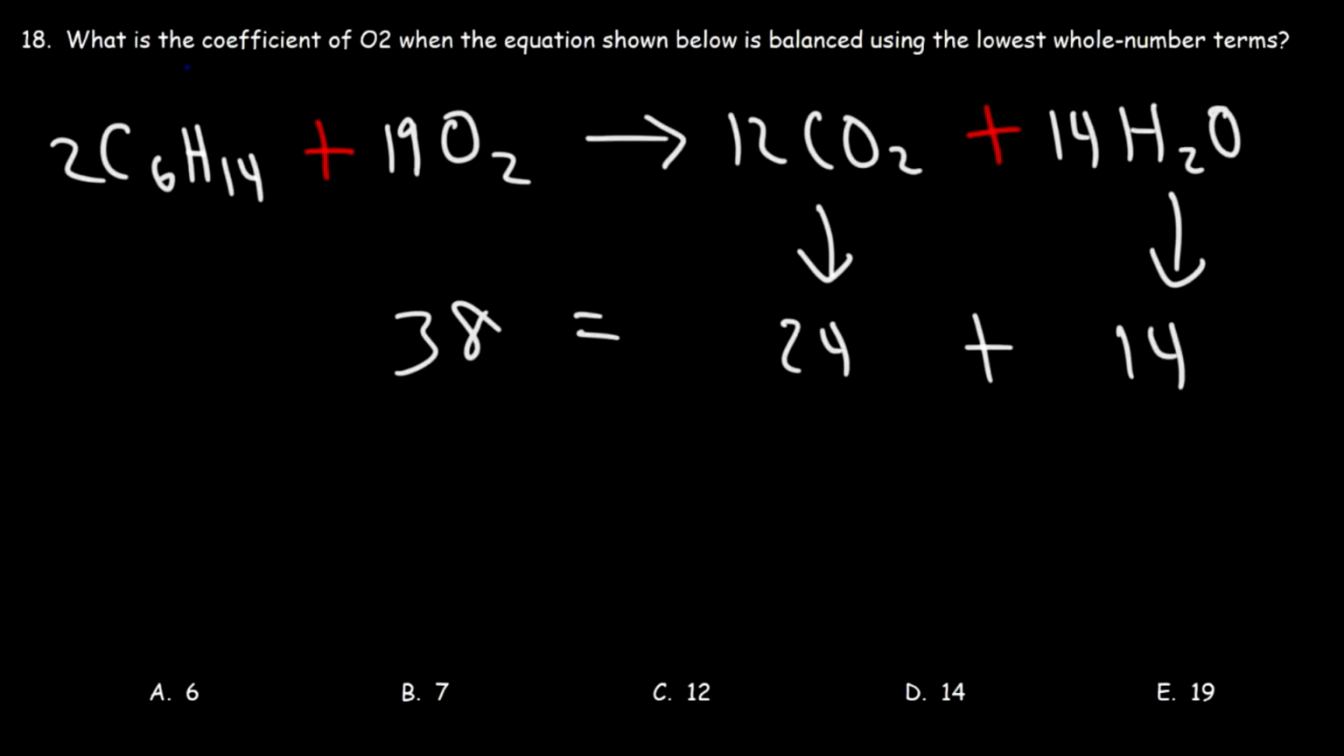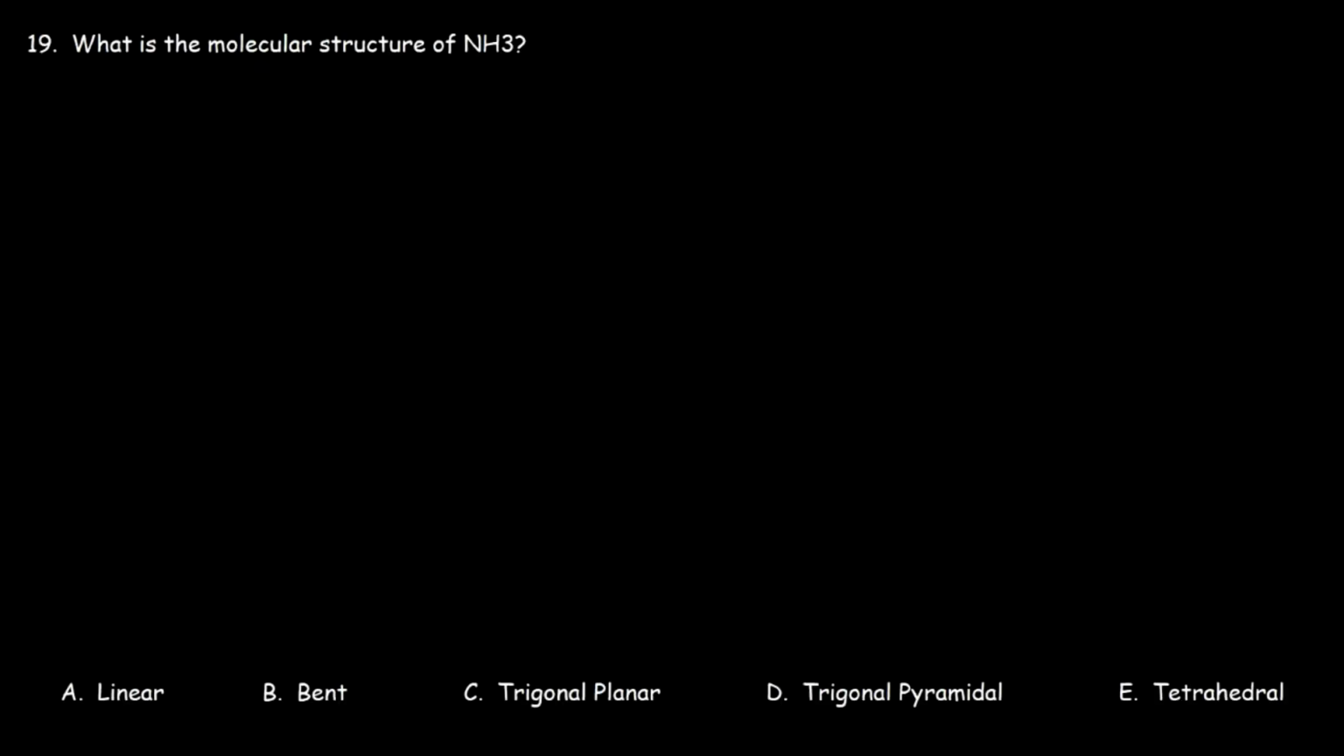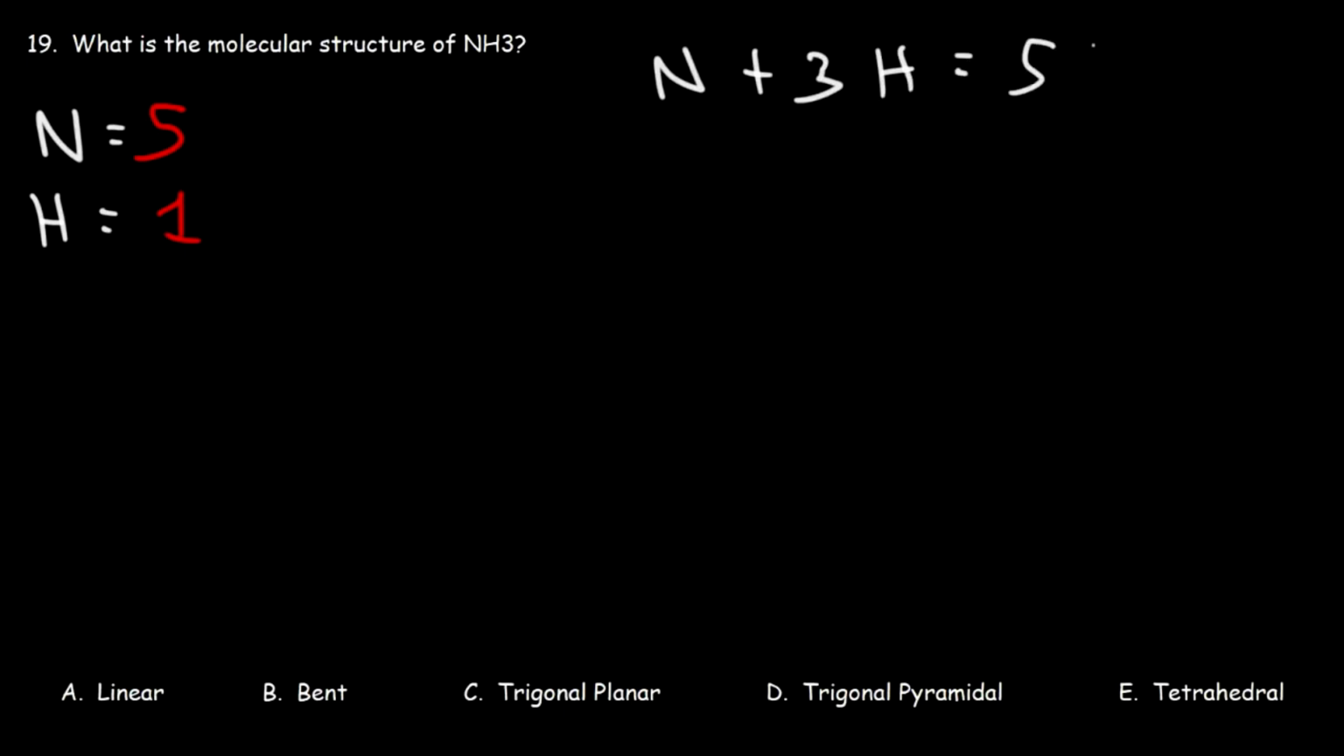So we're looking for the coefficient of O2 in the balanced equation. That's the number in front of O2, which is 19. So E is the answer. Number 19. What is the molecular structure of NH3? Nitrogen has 5 valence electrons. Hydrogen has 1. So in the NH3 molecule, we have N plus 3H, or basically 5 plus 3. There's a total of 8 valence electrons.